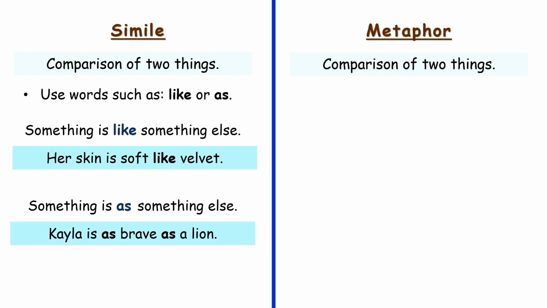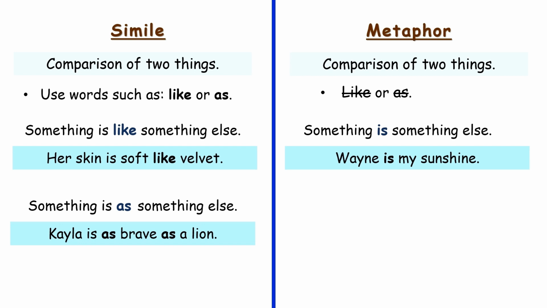Metaphor also compares two things, but it doesn't use the words like or as to make those comparisons. What a metaphor does is to say that something is something else, so it equates two things. Wayne is my sunshine. This metaphor compares Wayne to sunshine by saying that Wayne is the actual sunshine. This is a metaphor that is often used to show affection by implying that someone is your light and brings you joy. Another example is life is a journey.